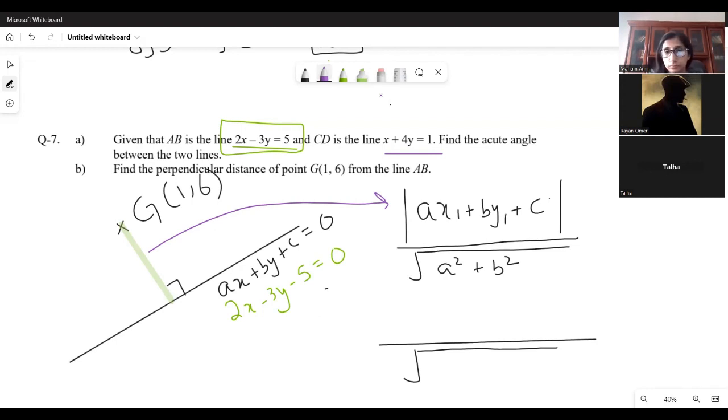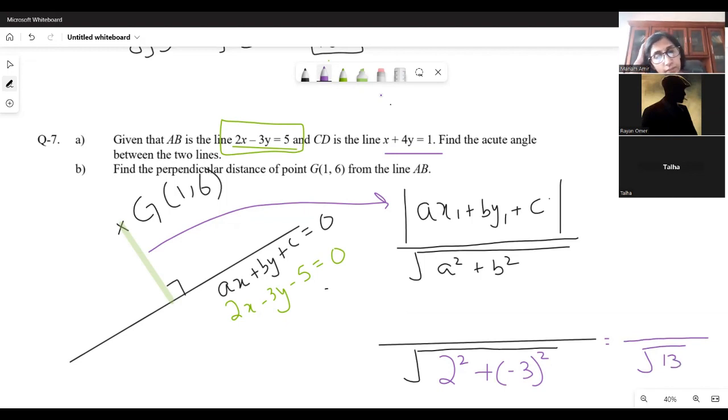So a is 2, you're right. So 2 square plus b, what is b? Negative 3. Ignore the negative sign because we are squaring anyway. So the denominator is going to be the square root of 13.